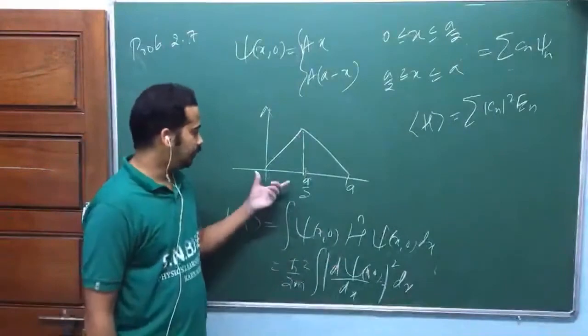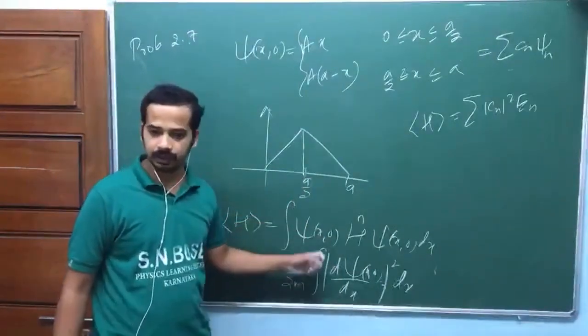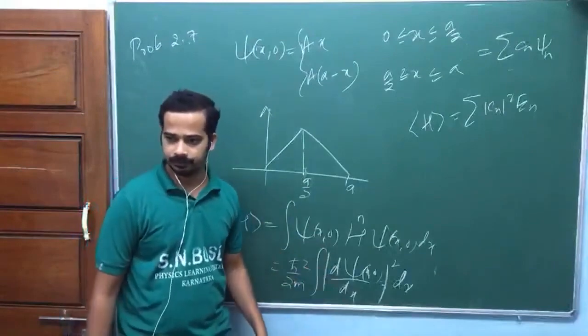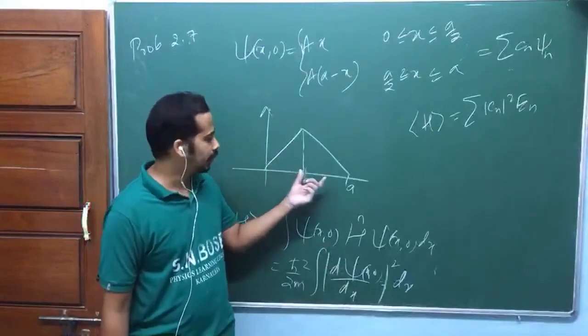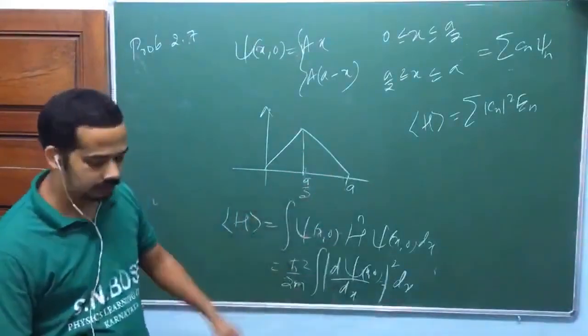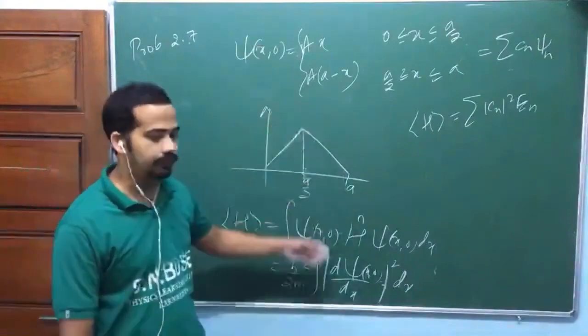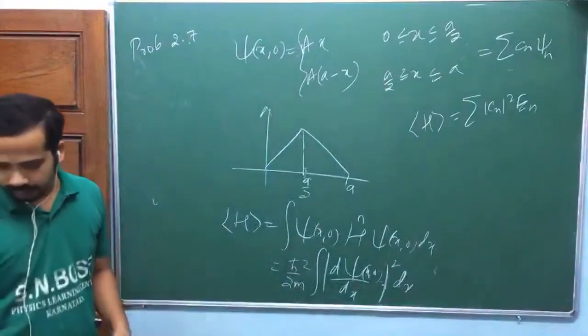Take the first derivative, define the function from 0 to a by 2 and a by 2 to a separately, split the limits and do the integral. From 0 to a by 2 you will have one type of derivative, positive slope. From a by 2 to a you will have the other type of derivative, negative slope. Do the integral, and normalize first before going to this one. Otherwise it's meaningless.